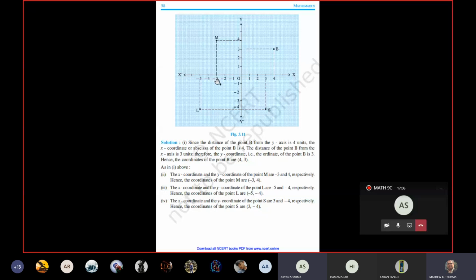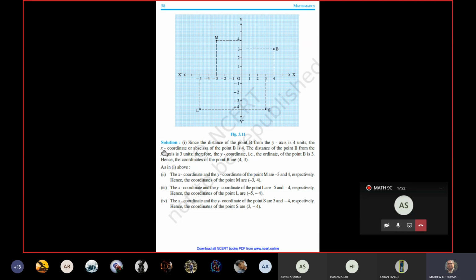Minus 3, comma 4. Minus, no, only x. Abscissa is only minus 3. Okay, abscissa means x coordinate. The question is simple, but if you don't know the meaning of abscissa, you can't do it, no? So what is the meaning of abscissa? Abscissa means the x coordinate.